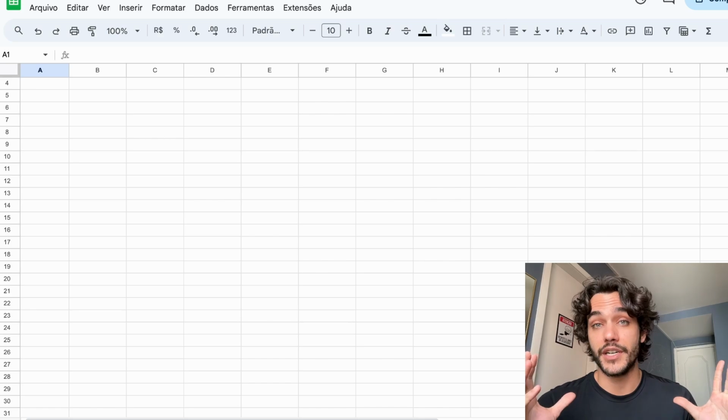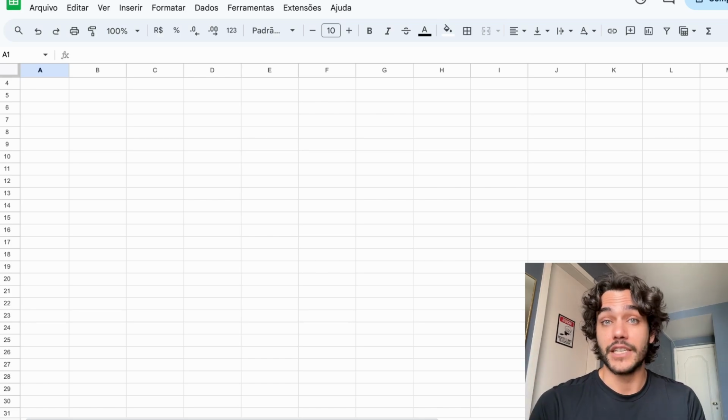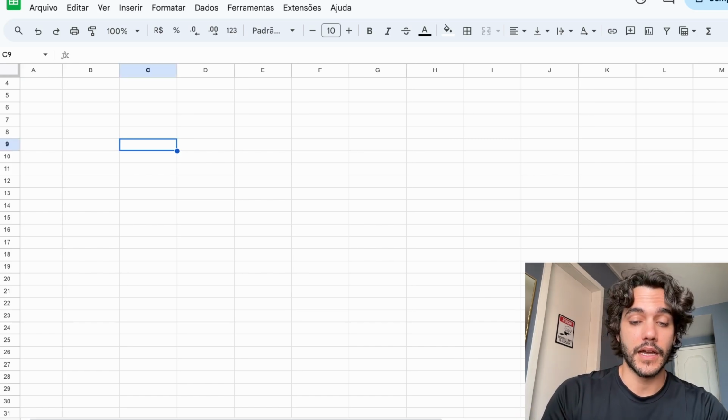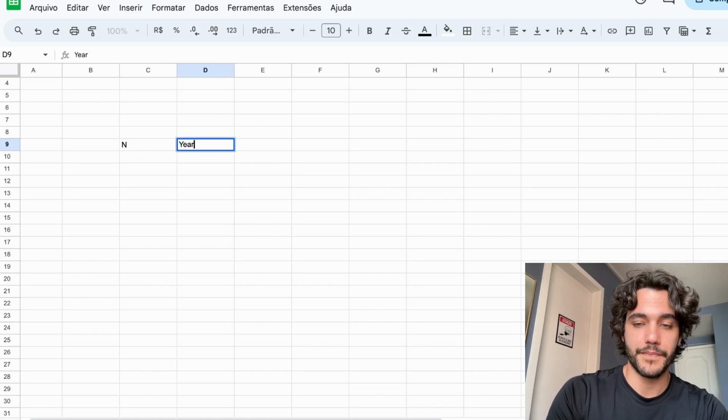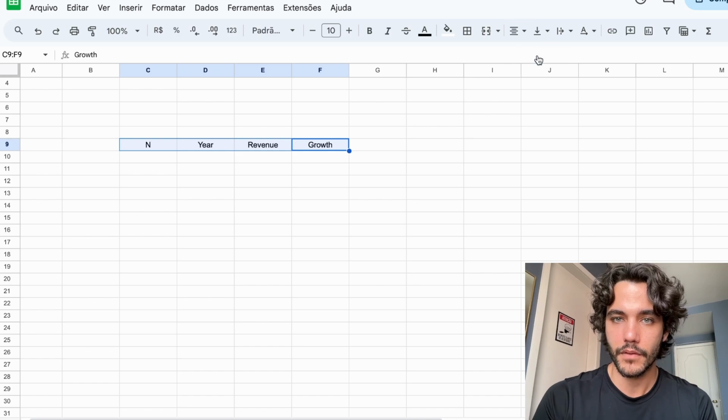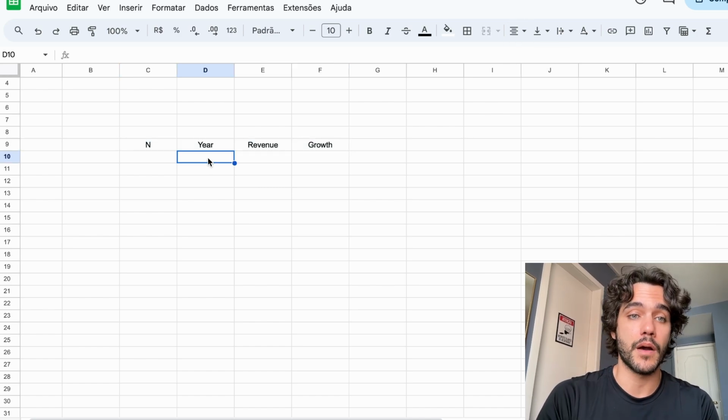So now we are here in Excel, and don't worry, this will be simple, though a little bit laborious, okay? So let's start creating our valuation sheet. So let's create 4 columns. The first will be called N, the next one year, the next revenue, and the next growth. Let's centralize everything.